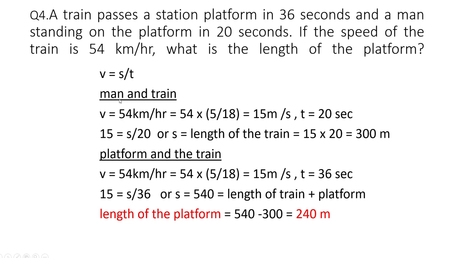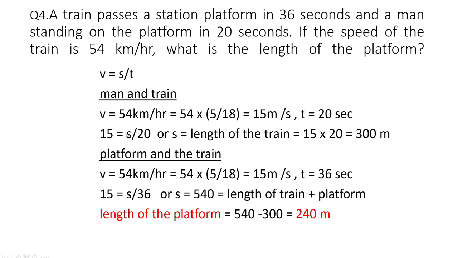Now V, the train speed, is 54 km per hour. That's equal to 54 into 5 by 18, which will give 15 meter per second. Now to cross the man, the train takes 20 seconds.